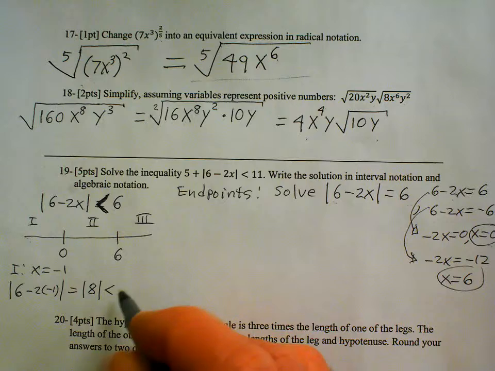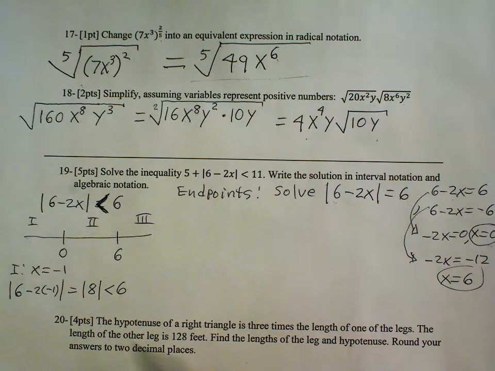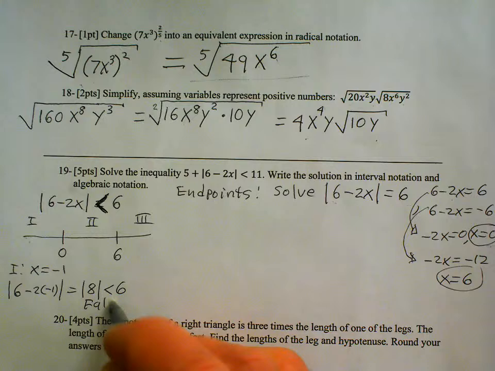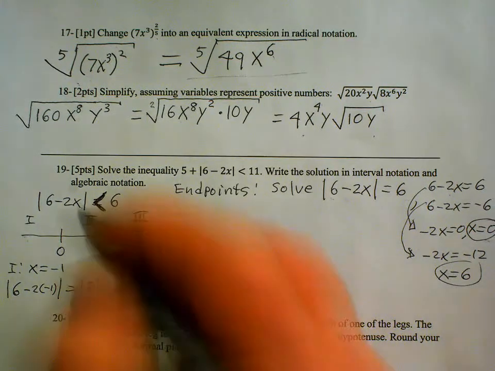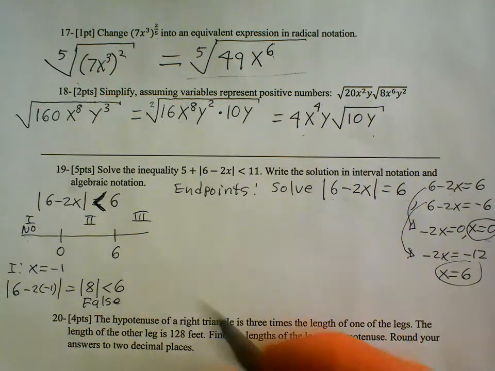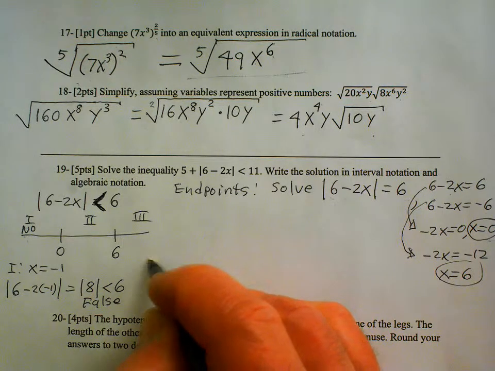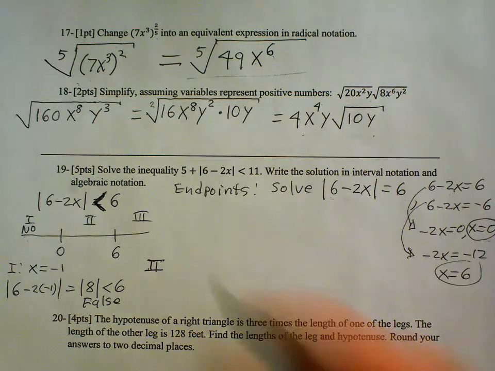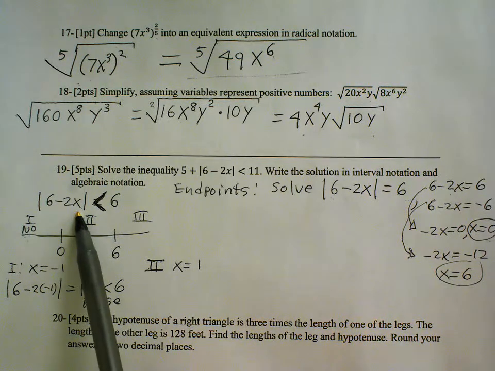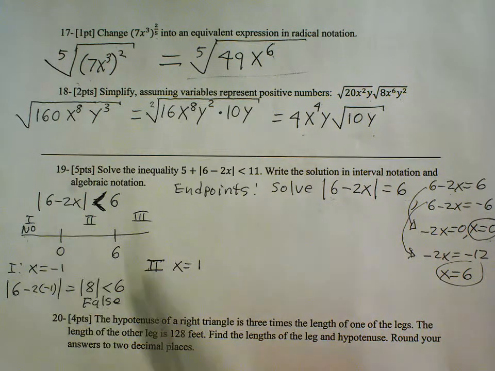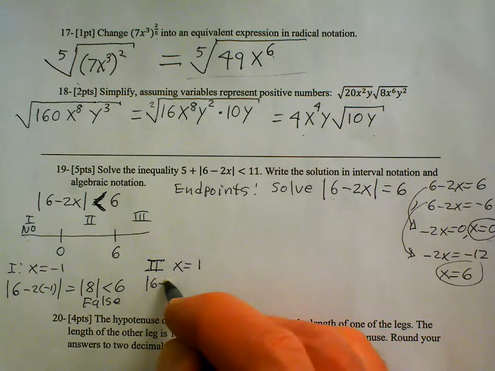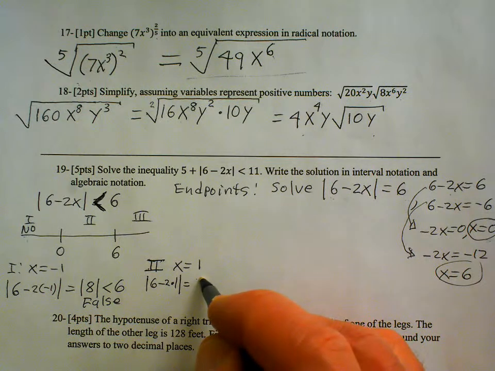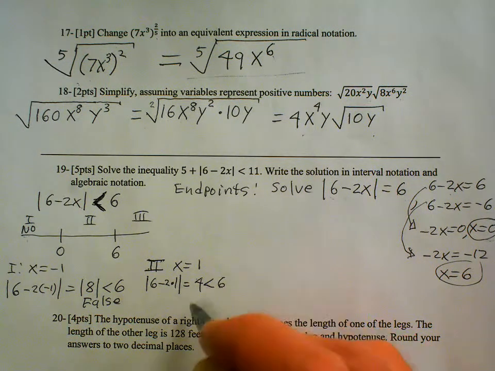And then the absolute value of 8 is less than 6. That is false. So none of the numbers in that first interval are solutions. In the second interval, pick a number between 0 and 6. So I'll pick x to be positive 1. And then in the inequality, replace x with 1. We get the absolute value of 6 minus 2 times 1, which is the absolute value of 4, which is 4. 4 less than 6 is false.